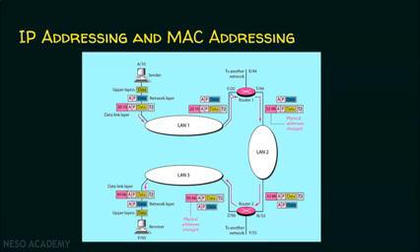Similarly, every node will have an IP address and a MAC address. This router has two interfaces, one here and one here. So this is the IP address and this is the MAC address. Similarly, this is the IP address, this is the MAC address. This is the IP address, this is the MAC address. For this receiver computer, P is the IP address and 95 is the MAC address.